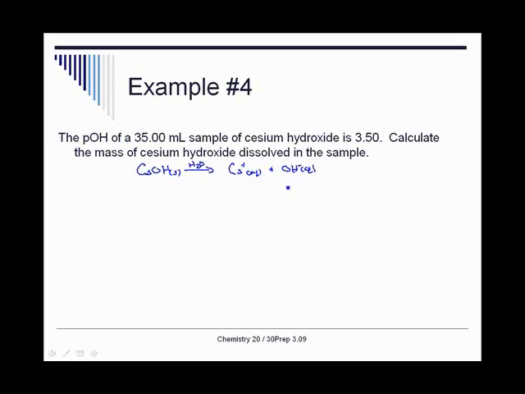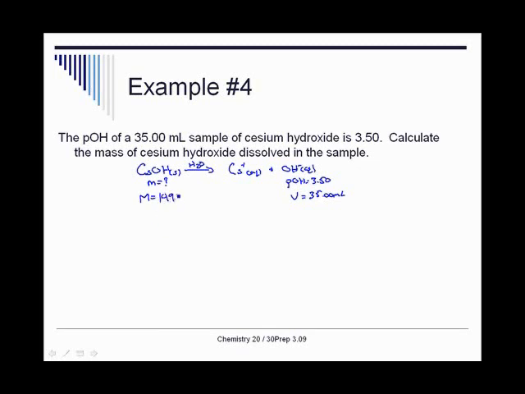Now they told us pOH, so I'm going to put it under my hydroxide. pOH is 3.50, and they told us the size of the sample in terms of volume, so I'm going to put that under my OH as well. So 35.00 milliliters. We want to find the mass of cesium hydroxide. We want to find this mass. So in order to do that, we're probably going to need molar mass, so I'm going to calculate it just in case we do. And the molar mass of cesium hydroxide is 149.92.